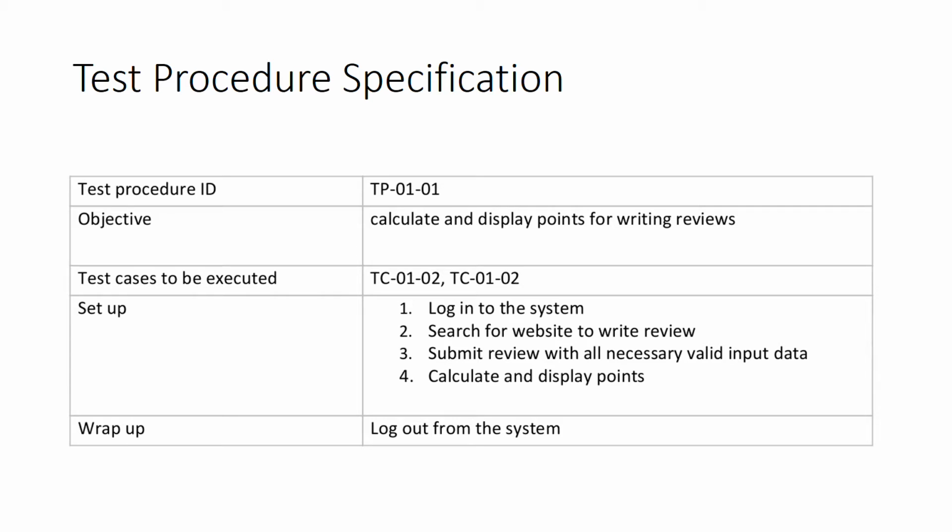Then let's move on to the test procedure specification. The objective of this test procedure specification is to calculate and display points for writing reviews. There are a few test cases to be executed for this specification. Let's see the setup flow. First, the user needs to log in to the system and then search for a website where they will write a review. Then the user will submit the review with all valid input data, and the system will calculate and display the points. After all of that is done, the user will wrap up the session by logging out from the system.